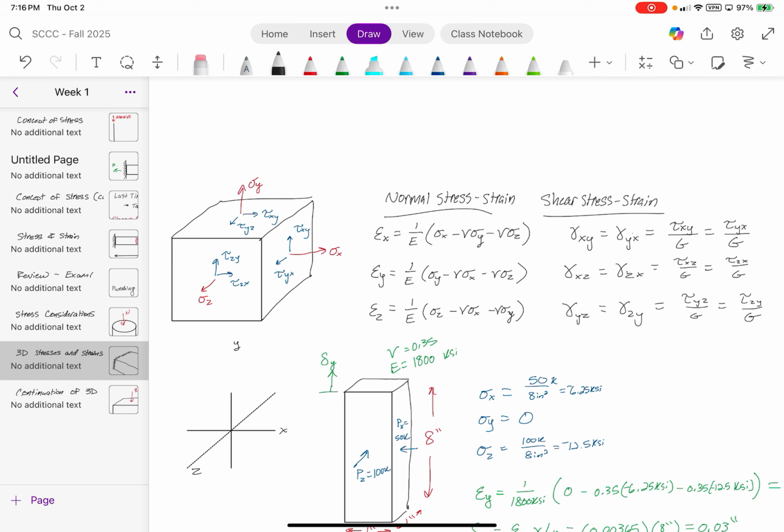So, for example, in the previous thing that we were dealing with, we had sigma x times 1 over E, which is the strain in the x direction, right? And then there was no lateral stresses applied. Now, if you were to consider the lateral stresses only, then it would just be a lateral strain. So it's just a summation of all three stresses.